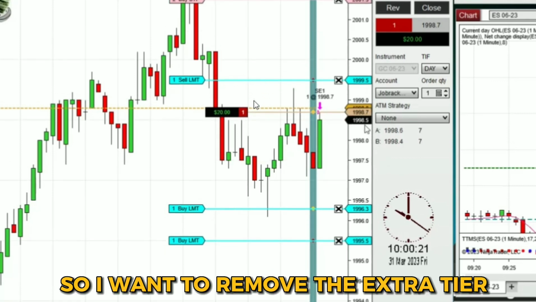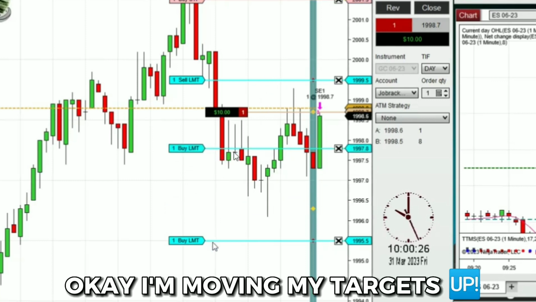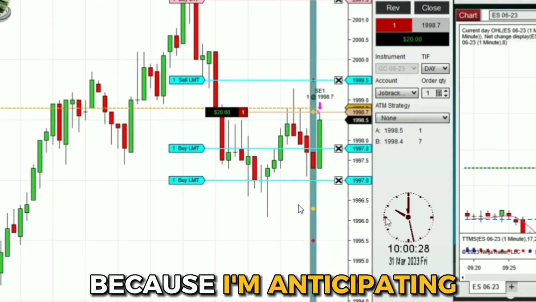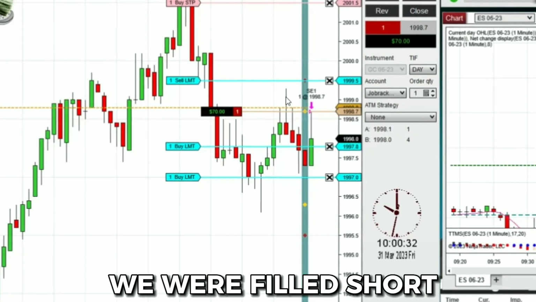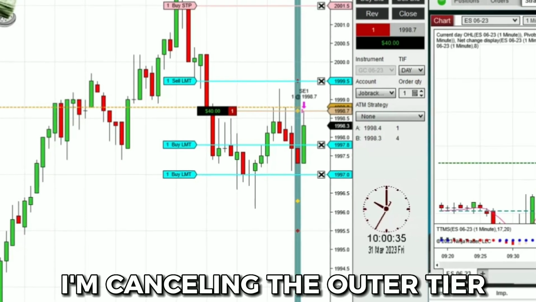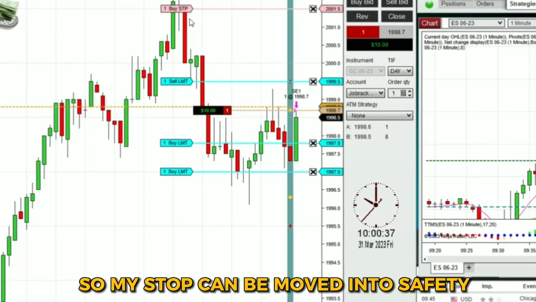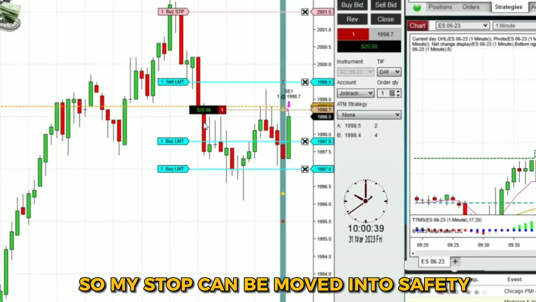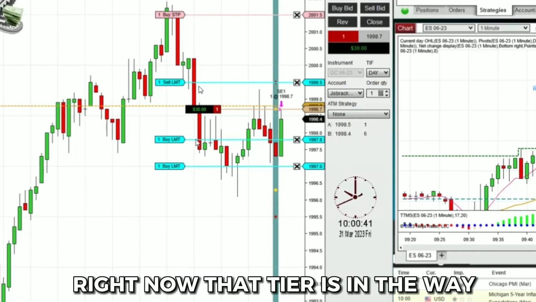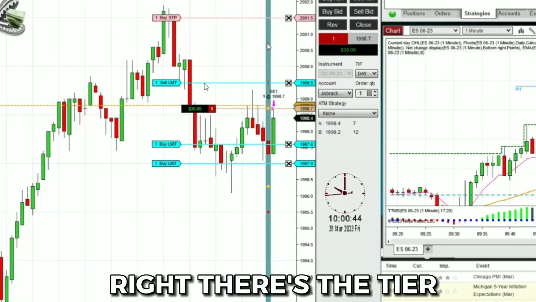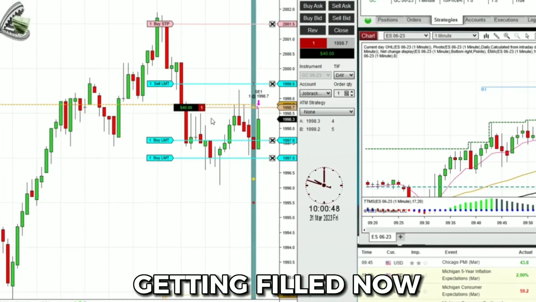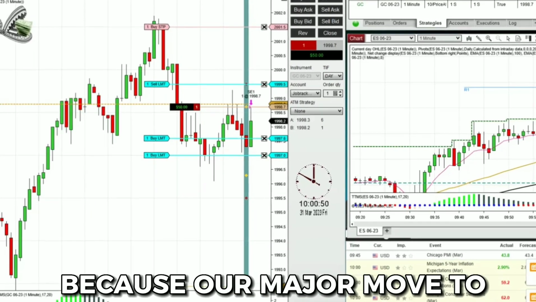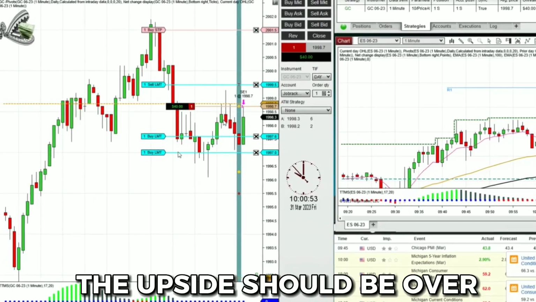So I want to remove the extra tier, okay? I'm moving my targets up because I'm anticipating a change in direction to the short side. The price went up, we were filled short. I'm canceling the outer tier so my stop can be moved into safety. Right now that tier is in the way. I have to cancel it because I don't anticipate it getting filled, as our major move to the upside should be over.